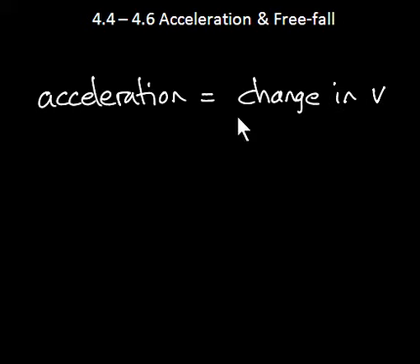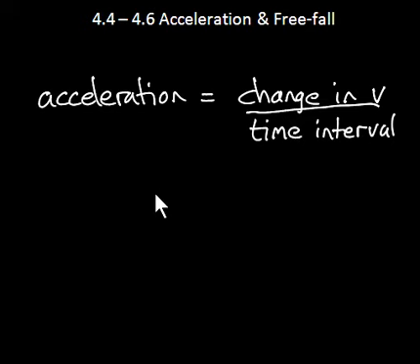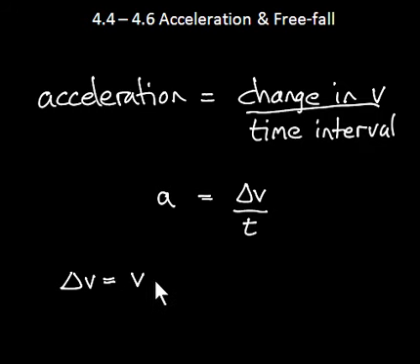I'll use v for velocity there because I've run out of space, over the time interval during which that change takes place. So if we write that as an equation, little a always represents acceleration. Change in v would be delta v, change in velocity divided by the time interval t. And delta v we can define further as the final velocity minus the initial velocity.